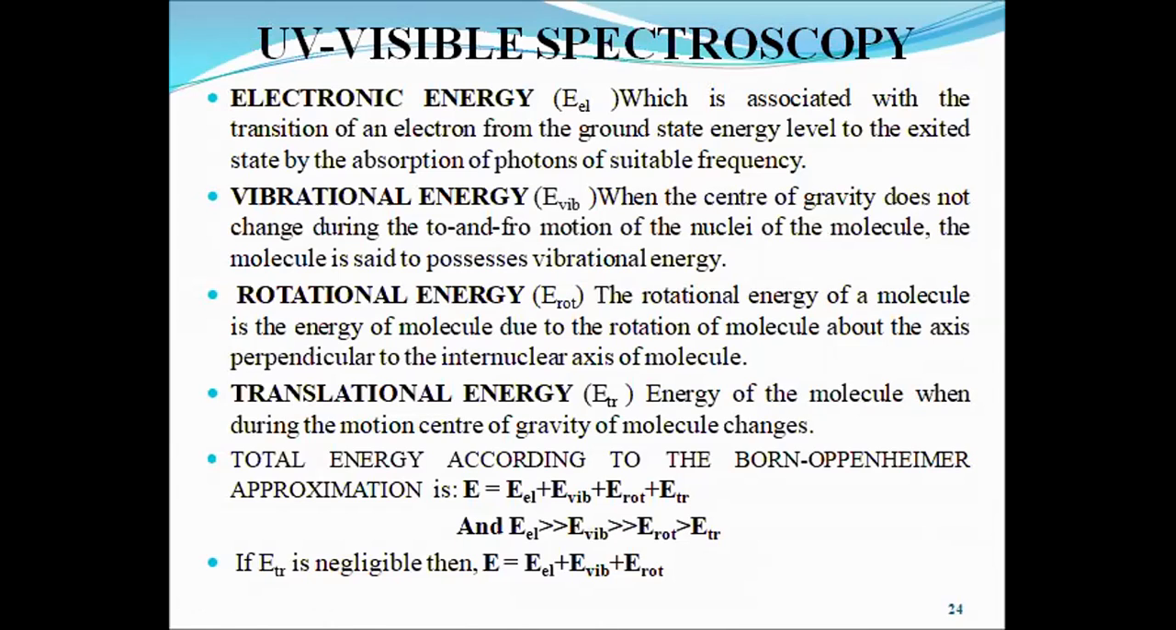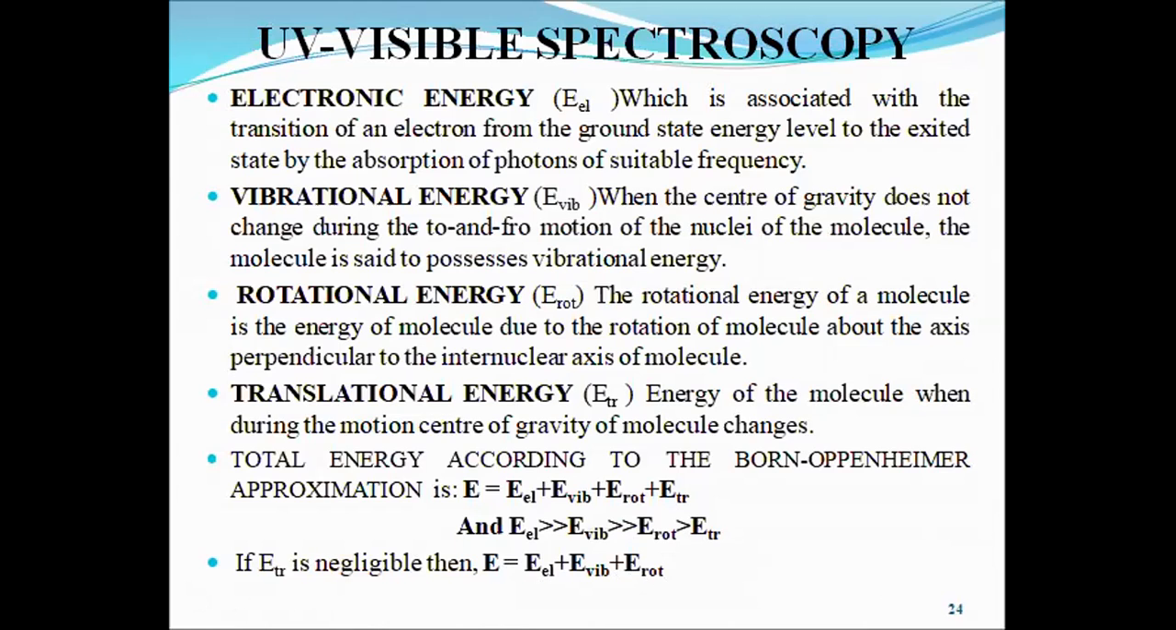So now the internal energy of a molecule is calculated as the sum of electronic energy, vibrational energy, rotational energy, as well as translational energy. The translational energy being very small, we are going to ignore this. So the total energy associated with a molecule can be given by E = E electronic + E vibrational + E rotational.